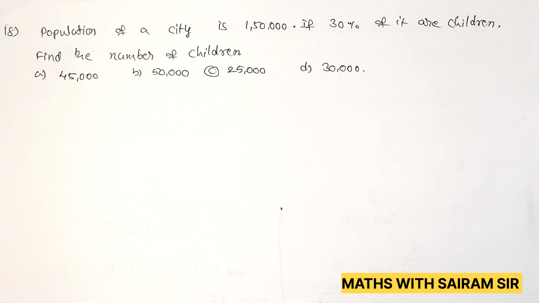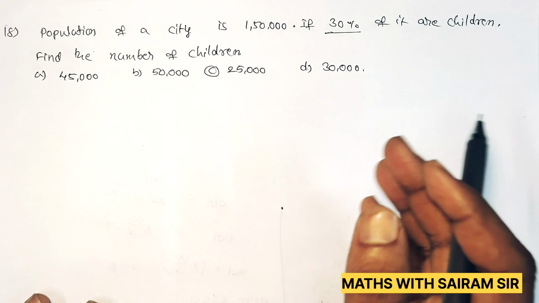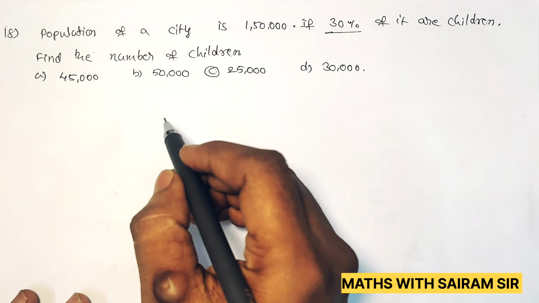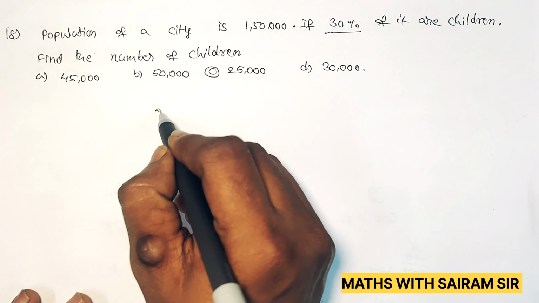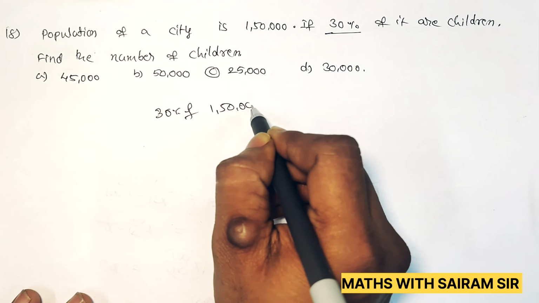Population of the city is 1,50,000. If 30% are children, find the number of children. So what are we given? We have been given that 30% of this 1,50,000 are children. So we need to find the number of children, which means 30% of 1,50,000, that we need to find out.